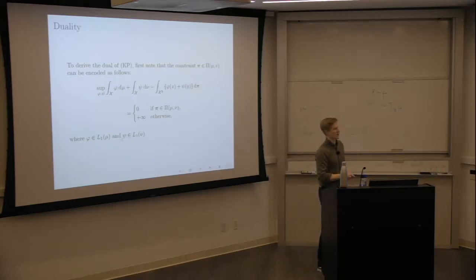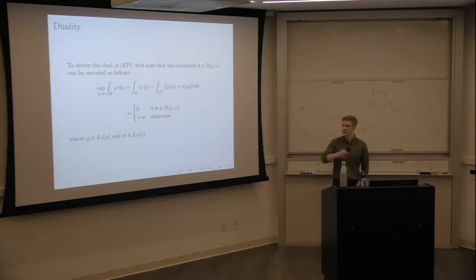On the other hand, if there is some discrepancy between a marginal of pi and, say, nu, then where they are different, we could choose phi to blow up, right? And so we could make phi as big as we possibly wanted or as small as we possibly wanted at a set where the marginal of mu and the marginal of pi disagree, right? And so if it's not inside the set, we can send this supremum to infinity.